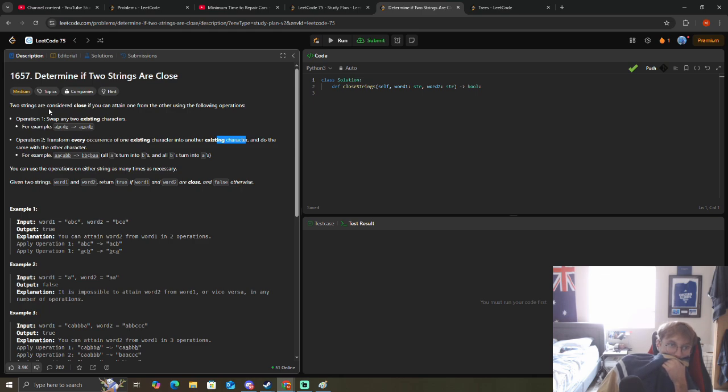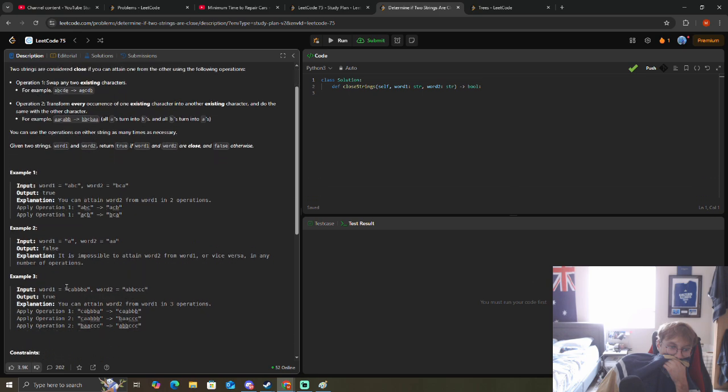What do you mean is close? Two strings are close if you can obtain one from the other using the operations. In two operations. Word 1 is cabba.